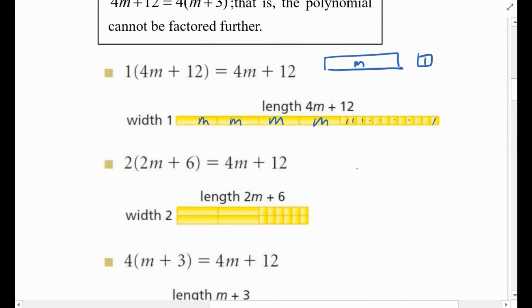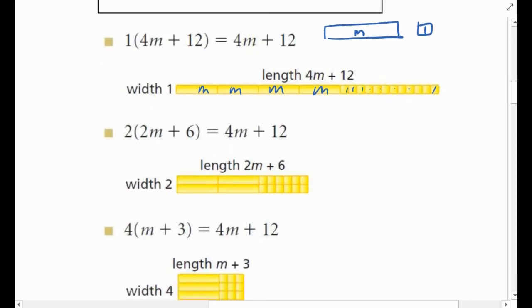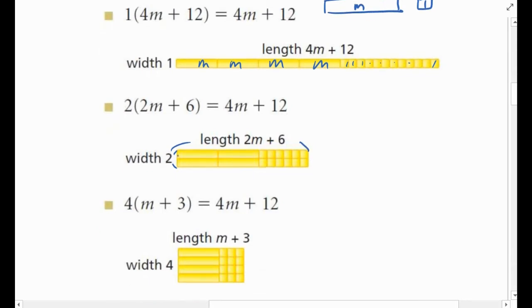So you're going to change the shape. You're going to make the width 2 and the length m, and 6 ones. So 2m plus 12. So you can just make another rectangle. Then that is 2m plus 6. So this is not fully factored because you can factor out 2 from here. So 2m and 6 have a common factor.